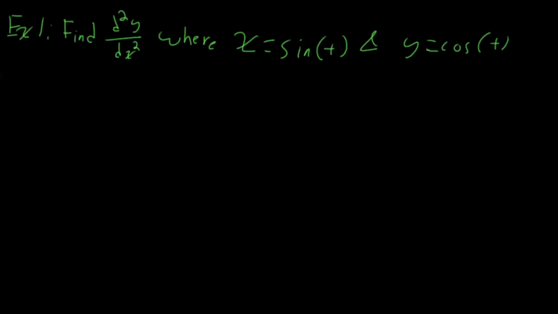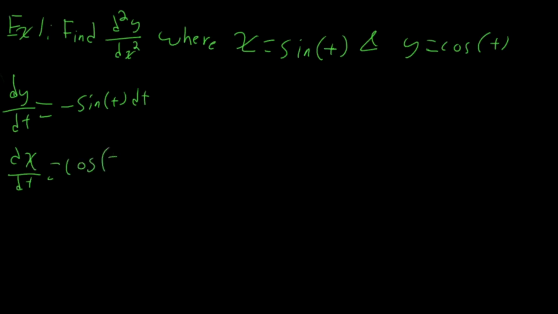Okay, so example 1: find the second derivative where x is equal to sine of t and y is equal to cosine of t. It's fairly simple. We just follow the steps. First, we have to find our first derivative. In order to find the first derivative, we need to find dy over dt and dx over dt. So let's start with dy over dt. Taking the derivative of cosine with respect to t will give you negative sine of t dt. And then for dx, the derivative of sine of t is just cosine of t dt.